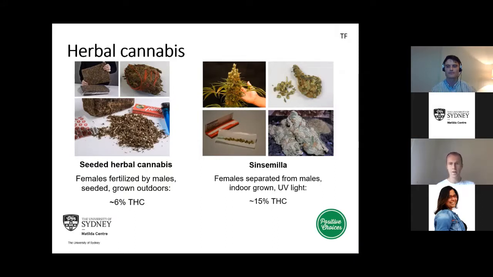at the upper limit. And as you can see for some of these products, often called Sensimilia or Hydro, on the bottom right, you can see this is a product called White Widow, named after its appearance. And if you look closely, the trichomes are visible to the naked eye. So you can see how much THC is located on this cannabis product, which is very different from the seeded herbal cannabis on the left.